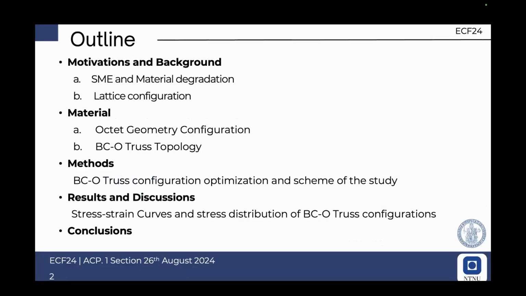So this is the outline of the work. I want just to underline that the main objective of this work was the analysis of the linear orthotropic behavior under compression of a lattice configuration that was the combination of the body cubic and the octet truss topology. The final result were the distribution, the stress and strain curve distribution of a set of these configuration of BCO.